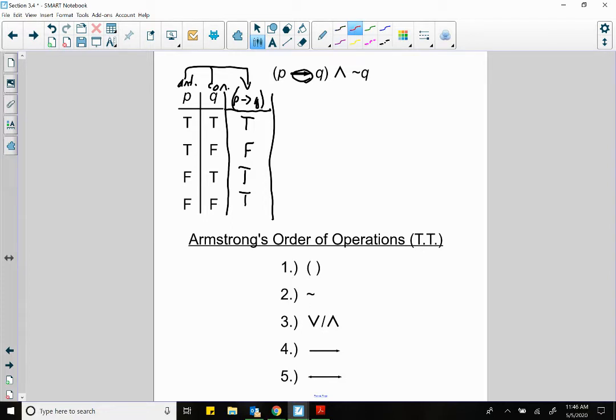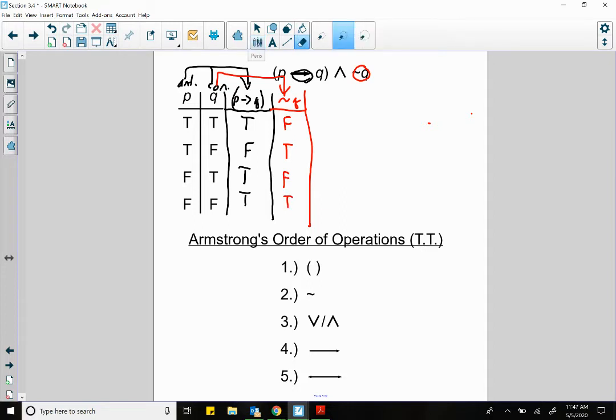Now I start back over. Do I have a negation on the outside? Absolutely. We're going to now negate Q. Okay? So we're going to take the Q column and negate it. I no longer think of these as antecedent and consequent anymore. That was only for this column. So this is now just column P. This is now just column Q. They don't keep those labels throughout the whole thing. So negate Q. That becomes false, true, false, true.